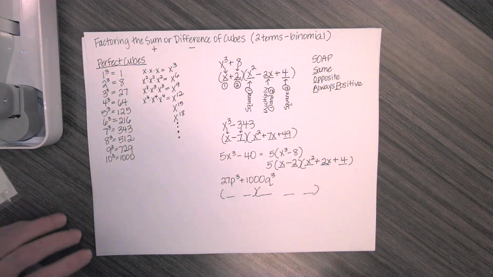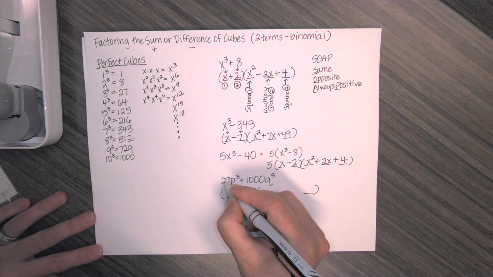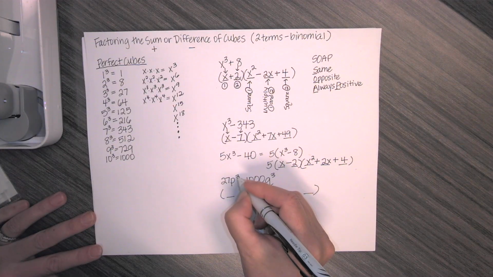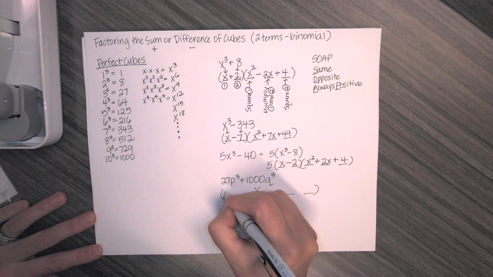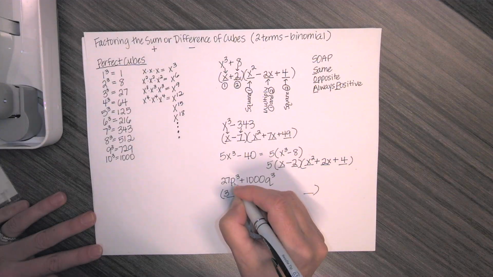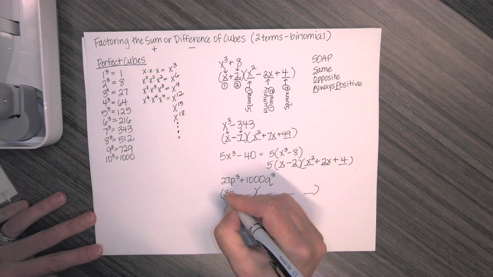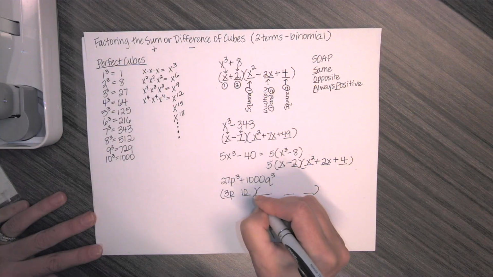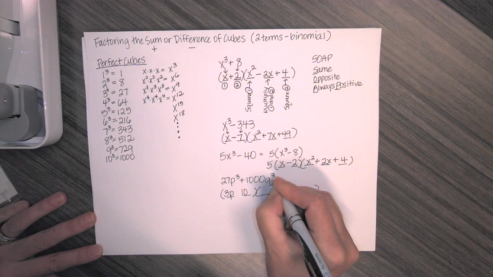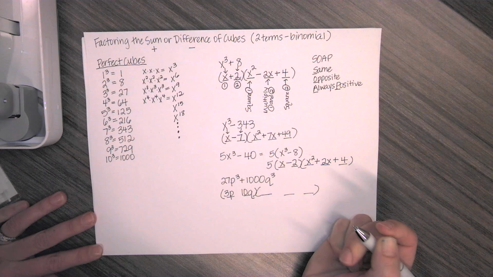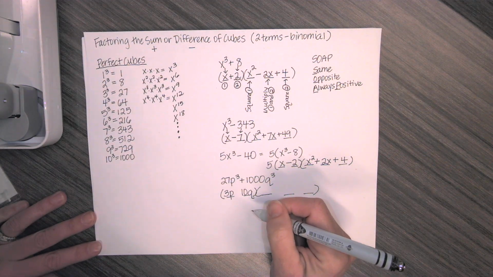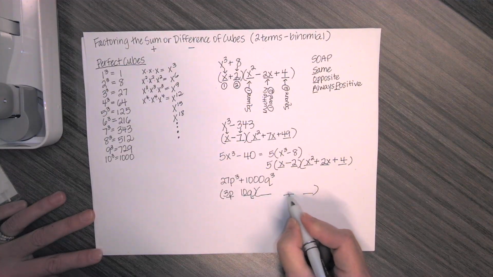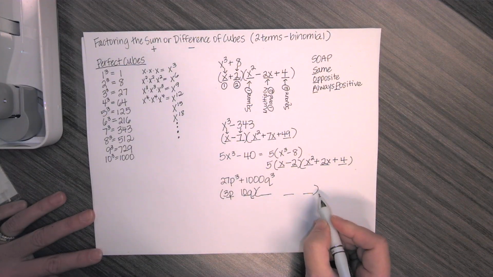All right, we want to do the cube root of the first term. And you have to make sure you do both parts, the number part and the variable part. The cube root of 27 is 3. The cube root of P cubed is P. Okay, so 3P. The cube root of 1000 is 10. The cube root of Q cubed is Q. So 10Q. All right, so once we have those two filled in, we use those to help us fill in this other set of parentheses.